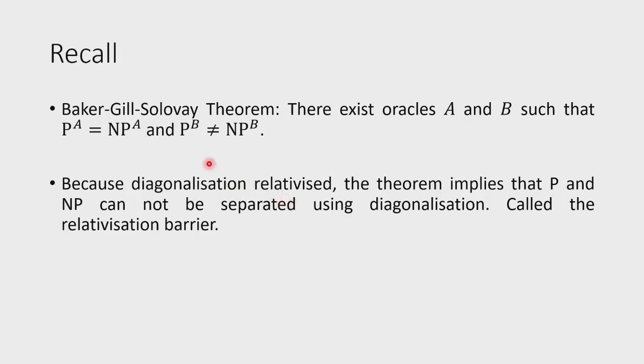Now, since we know that there exist two oracles for which you get two different conclusions, you can't prove either of these conclusions, that is P equals NP or P not equals NP, using diagonalization, because that would contradict the other statement.